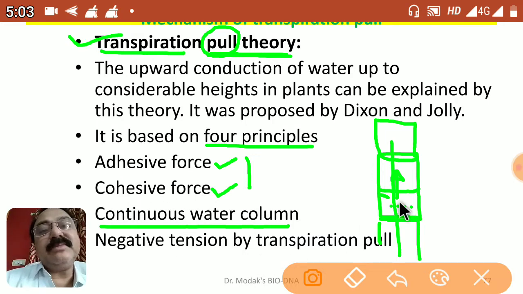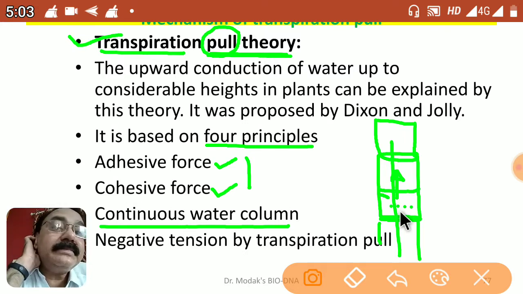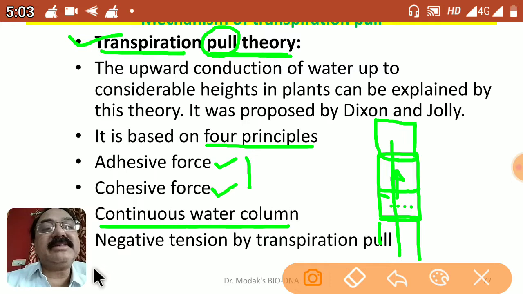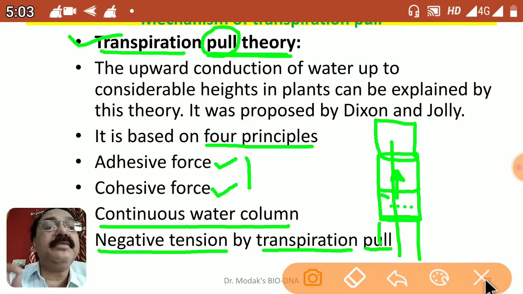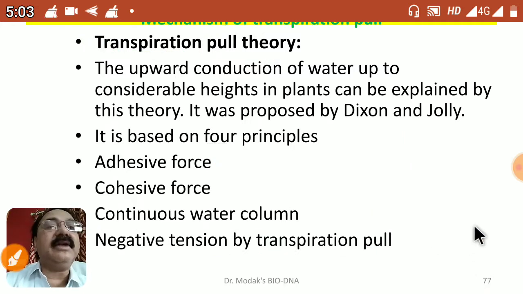Then what are the forces by which this water column moves up, or is pulled up or pushed up? It was correctly explained by Dixon and Joly, that we call a negative tension that is produced at the top of the plant in the leaves by the process that we call transpiration, and therefore this mechanism is called the transpiration pull theory. Now how that occurs, that we are going to discuss.